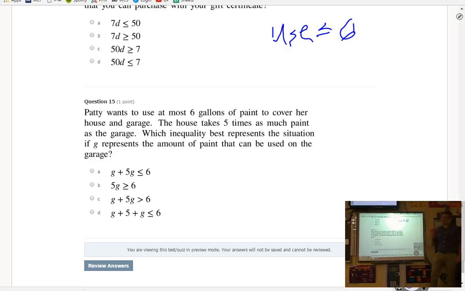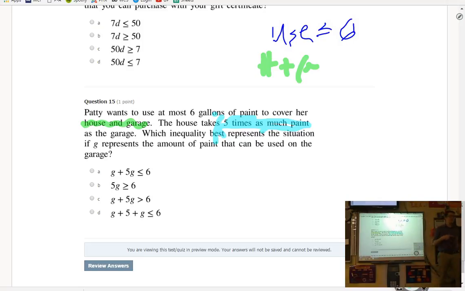Now, how does she use it? She's painting the garage and the house. So we could say house plus garage if we wanted. But we know something about the garage. It's G. We know something about the house. It's 5 times as much.